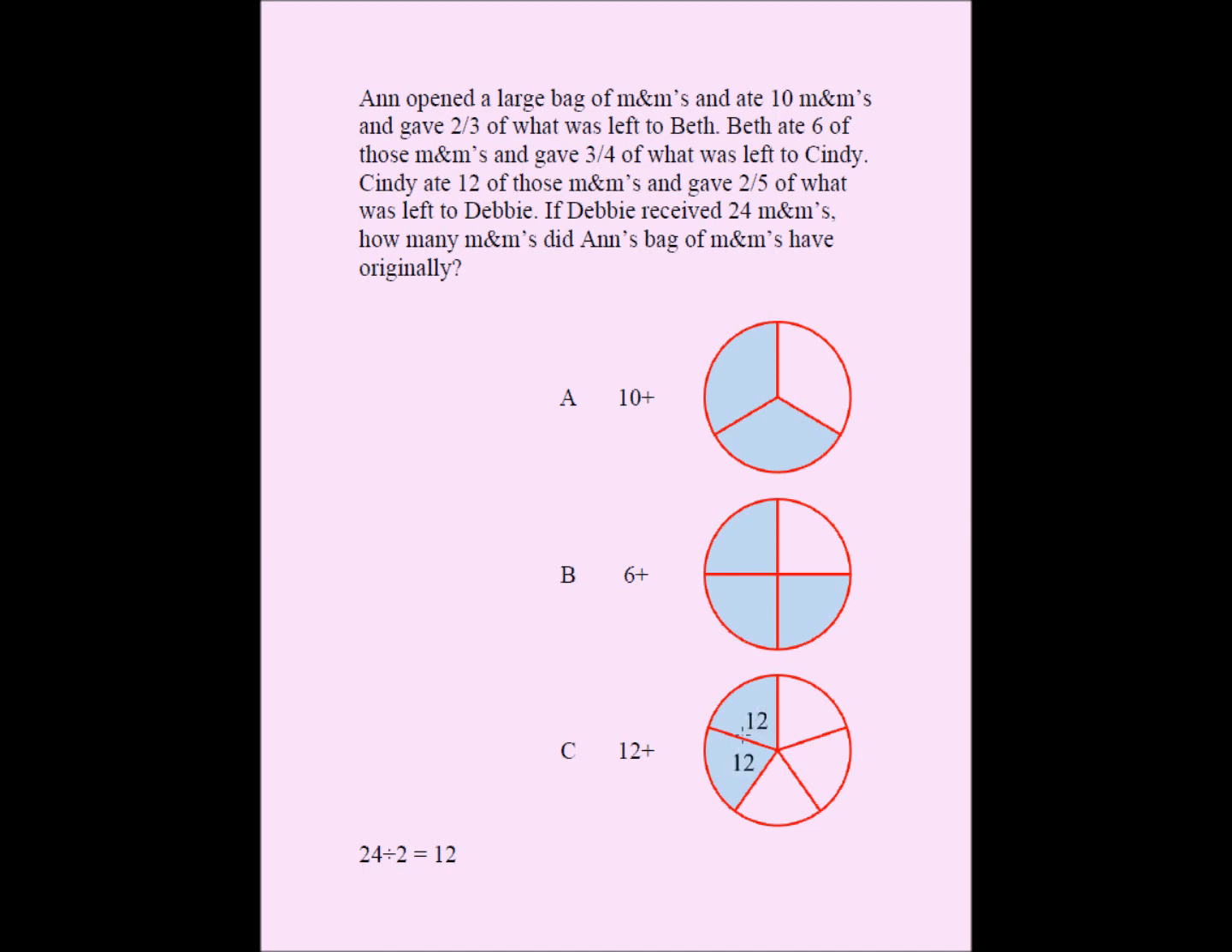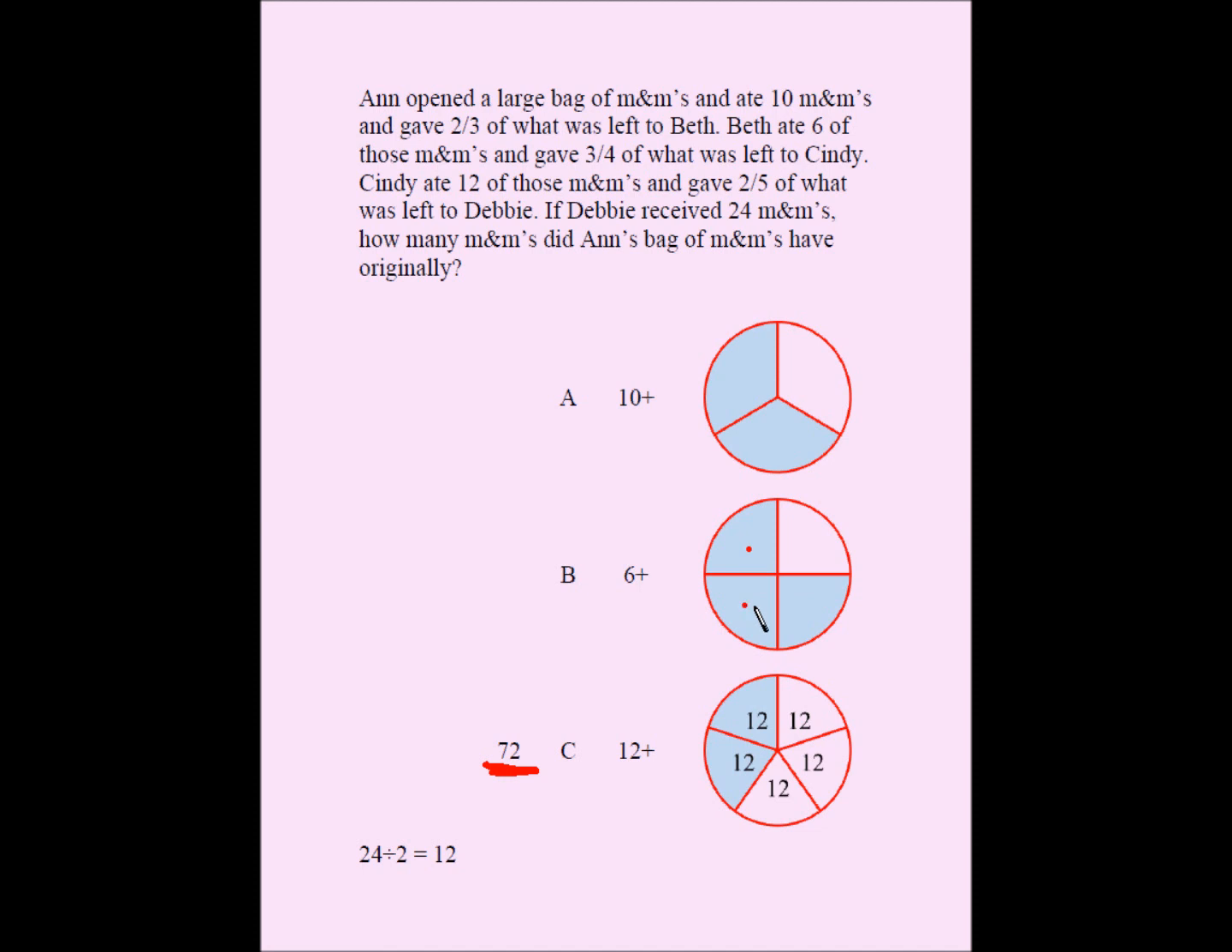Now, if these two are each worth 12, these three are also worth 12. Now we can find out the total number of M&Ms Cindy had by adding all these five 12s and then this 12. It's just a coincidence that this is 12 and these are 12s. There are no direct links. So 12 times 5 is 60, 60 plus 12 is 72. So Cindy received 72 M&Ms from Beth.